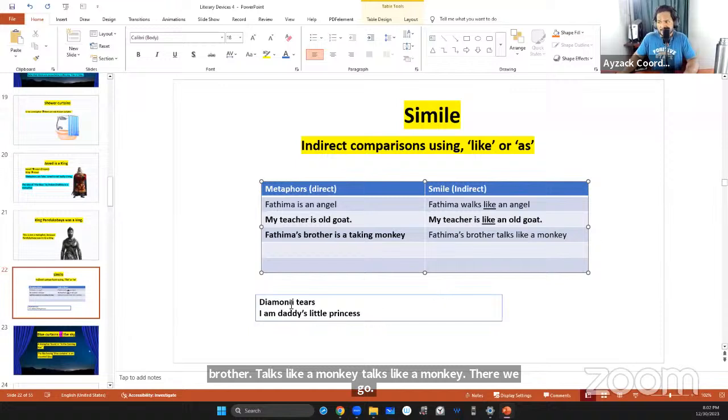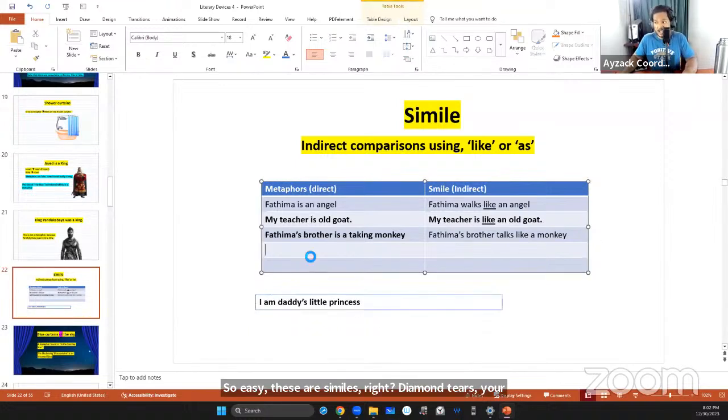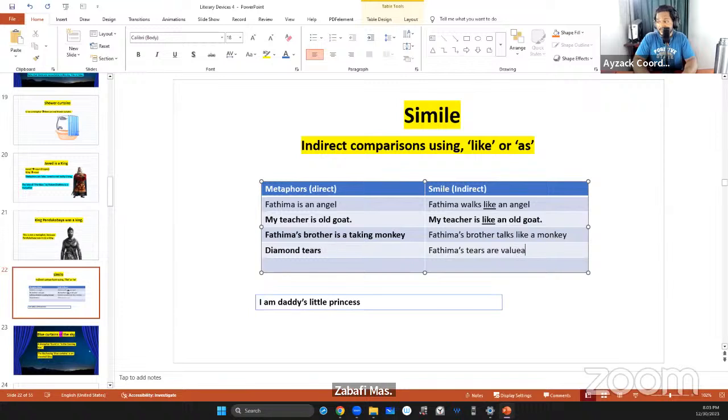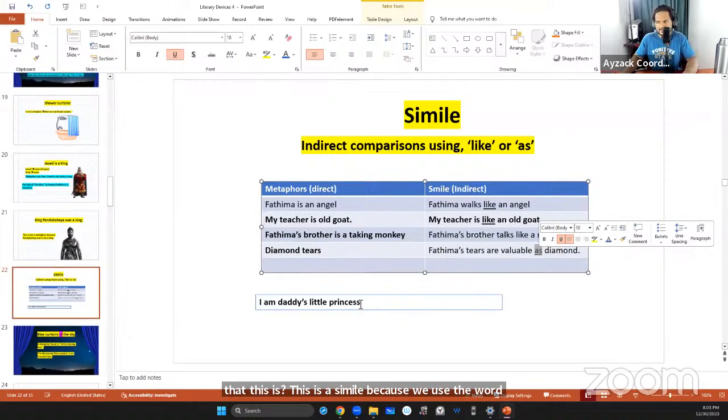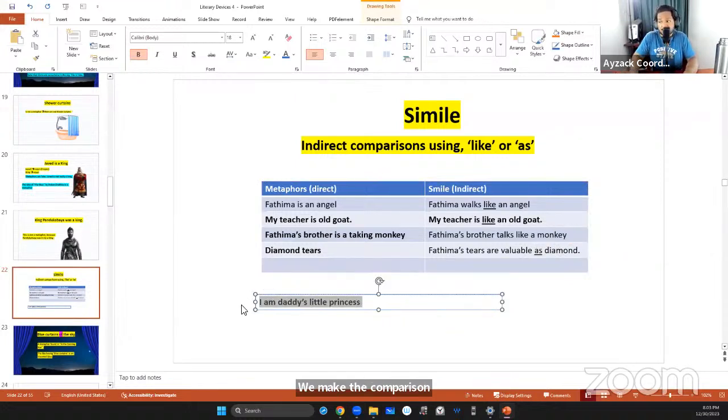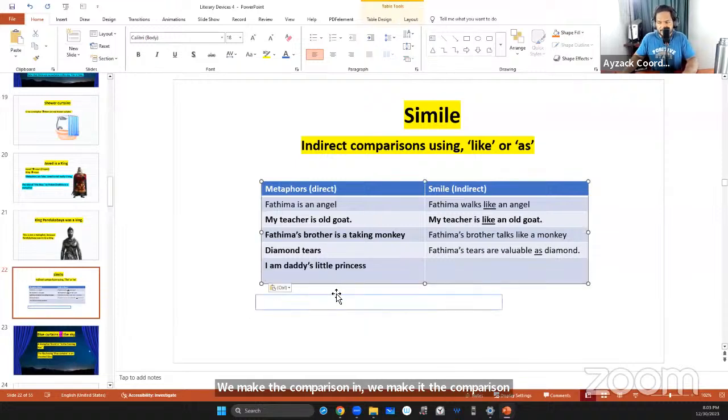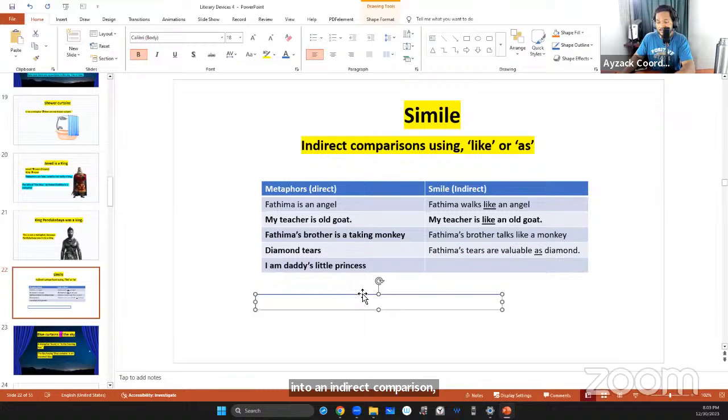These are similes, right? Diamond tears. Your tears are as valuable as diamonds. Fatima's tears. Again, this session is dedicated towards our Fatimas. Fatima's tears are valuable as diamonds. Can you see that this is a simile because we use the word as, right? We make the comparison into an indirect comparison, right? That is why it is a simile.